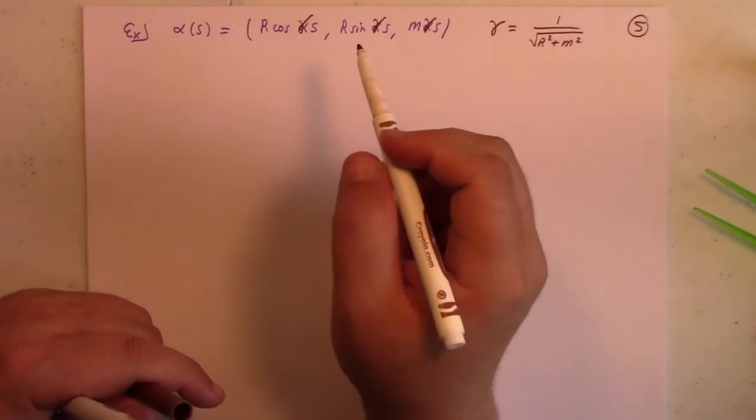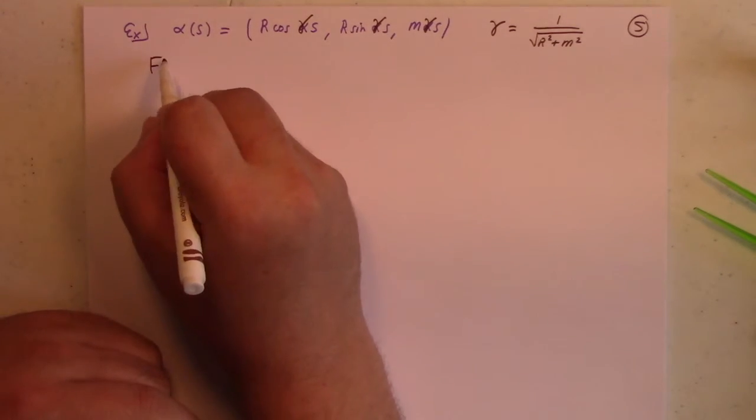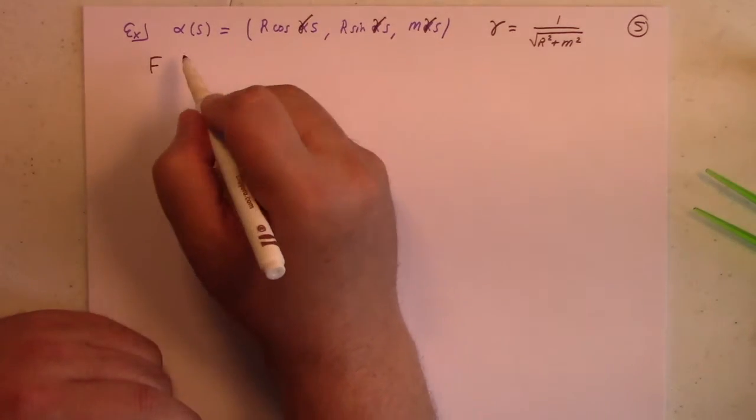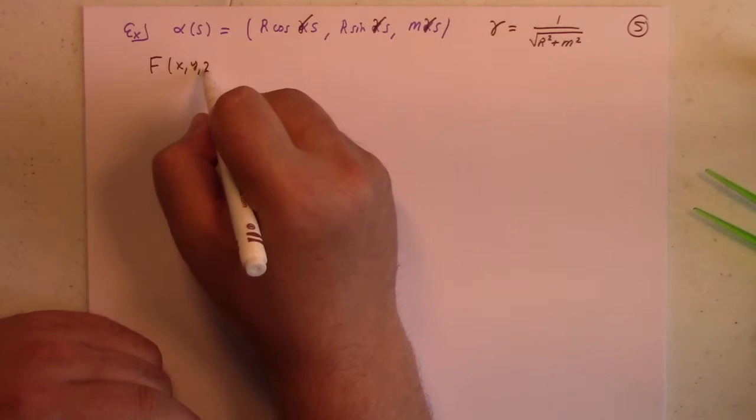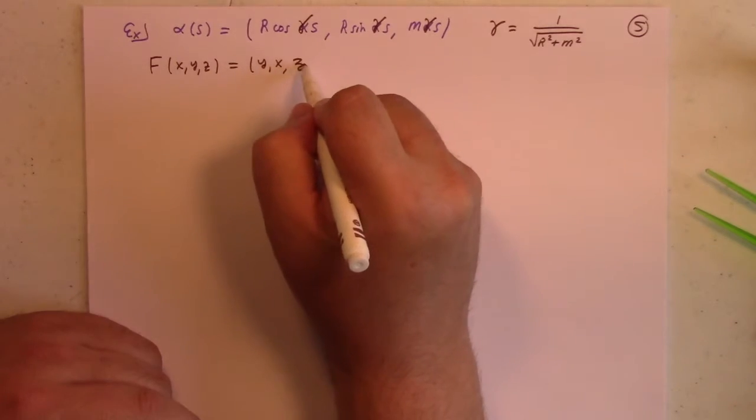So I'm going to study a simple isometry. The isometry I want to study just switches x and y. So f of x, y, z is equal to y, x, and leave z alone.